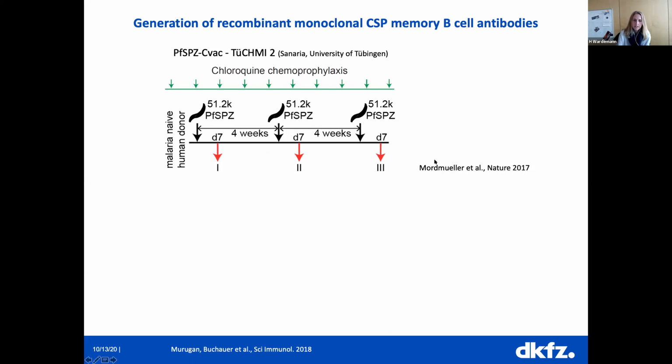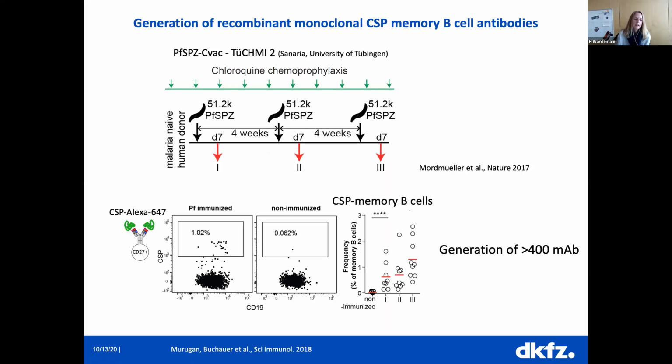And then we made monoclonal antibodies from circulating CSP reactive memory B cells that we isolated by flow cytometric cell sorting. We used an Alexa labeled CSP bait. Now you can see there's a small number of CSP reactive memory cells that are seen in the blood of the immunized individuals, and the frequency goes up with repeated exposures. Here it's always 1, 2, 3, corresponding to these numbers here.